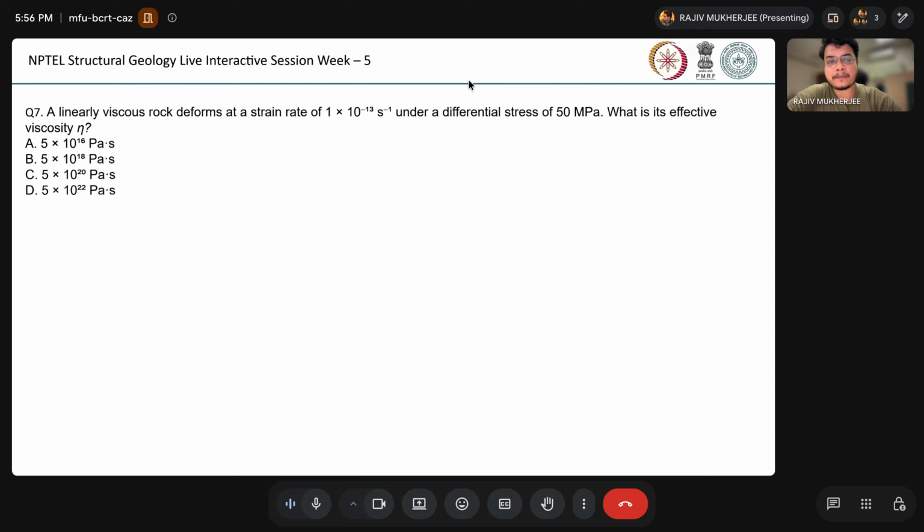And the options are 5 times 10 to the power 16 pascal second, 10 to the power 18 pascal second, 10 to the power 20 pascal seconds, or 5 times 10 to the power 22 pascal seconds. So again I will pause for a minute and then we will quickly solve this numerical problem.